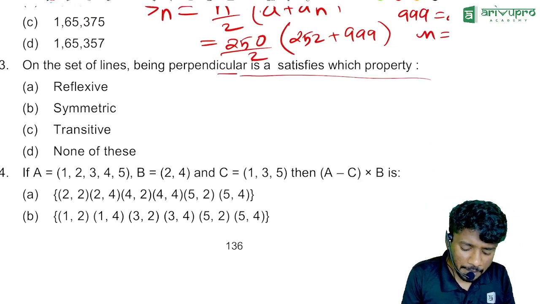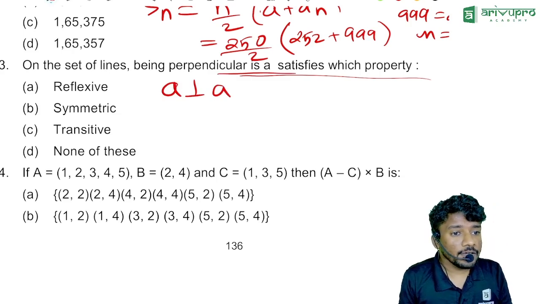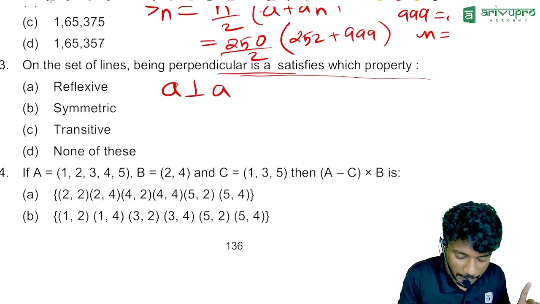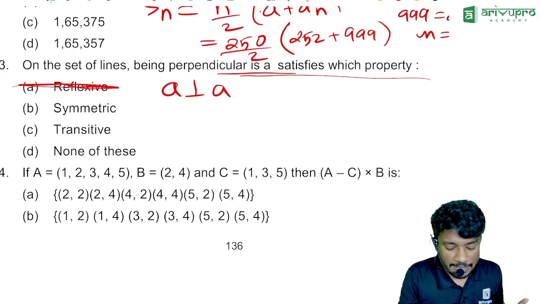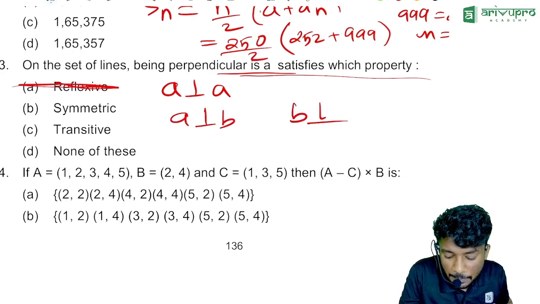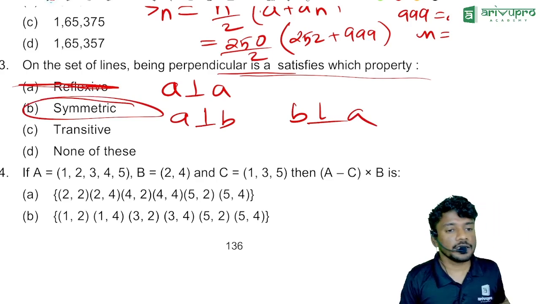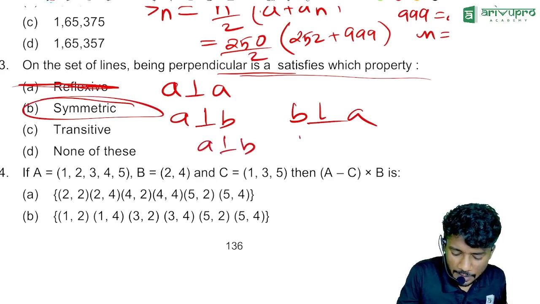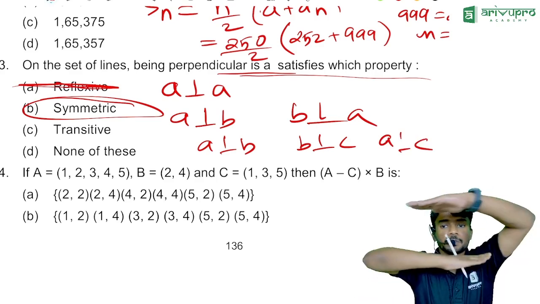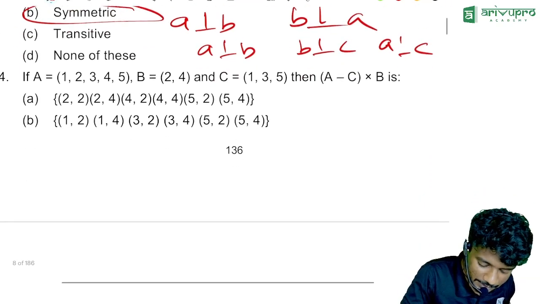Set of lines being perpendicular. So, can A be perpendicular to A itself? If there is a line A, can it be perpendicular to itself? No. That means it is not reflexive. Then, if A is perpendicular to B, can B be perpendicular to A? Yes. So that means it is symmetric. If A is perpendicular to B and B is perpendicular to C, can A be perpendicular to C? No, it's not possible. They will be parallel. So it is not transitive. Answer is B, symmetric.